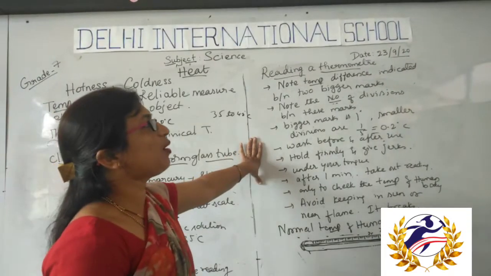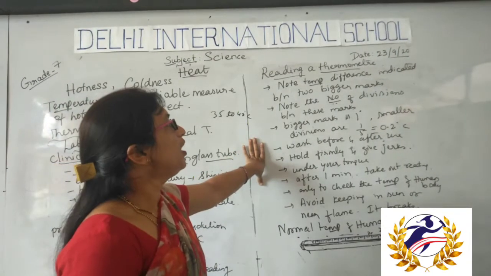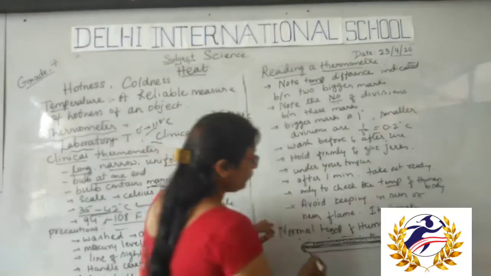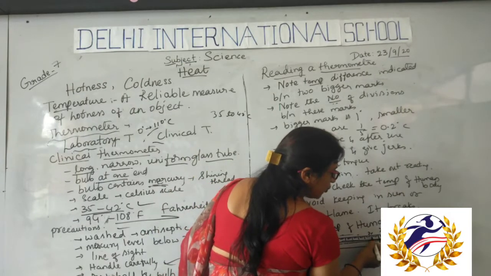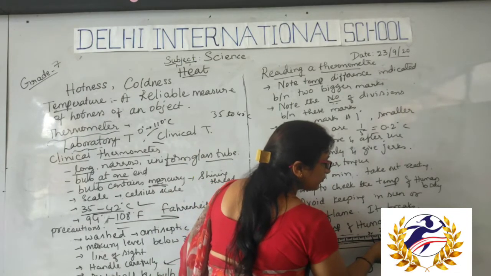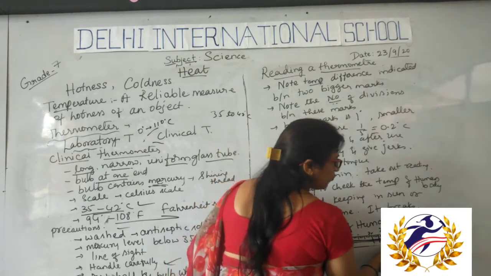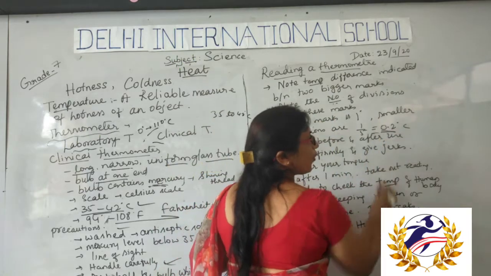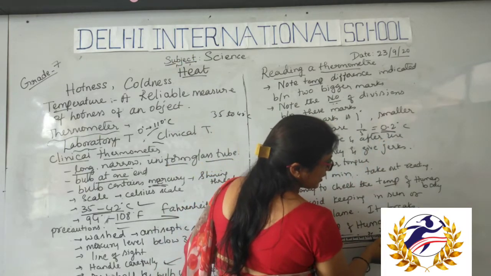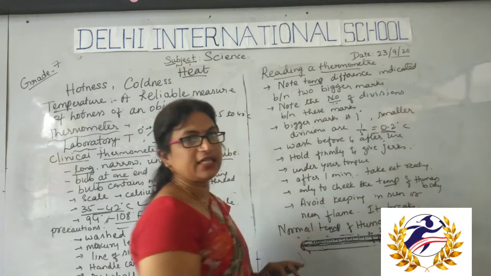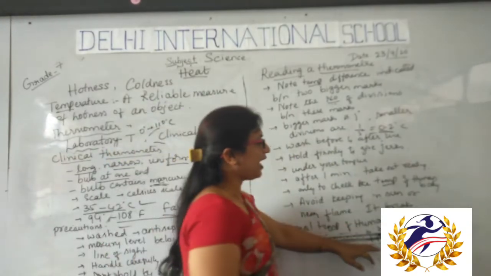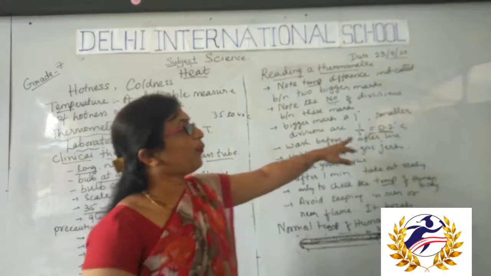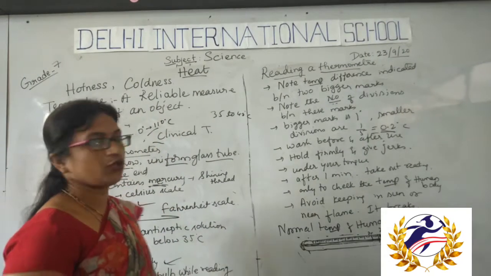Then, reading a thermometer. How to read the thermometer? Note the temperature difference indicated between two bigger marks. Here the bigger line is there, so the temperature difference is 1 degree. Each smaller division is 0.2, 0.4, 0.6, 0.8 and again 1. So bigger divisions have 1 centimeter distance and smaller divisions will have 0.2 degrees Celsius difference. That you should check.